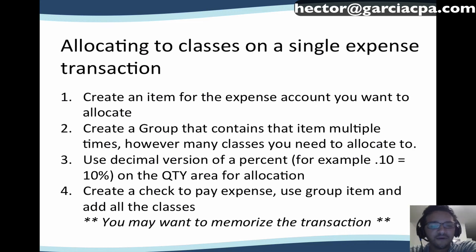Then use the decimal version of a percent. So if you're going to do 10%, use 0.10. If you're going to do 50%, do 0.50, etc. And you're going to put that in the quantity area that you want to allocate.